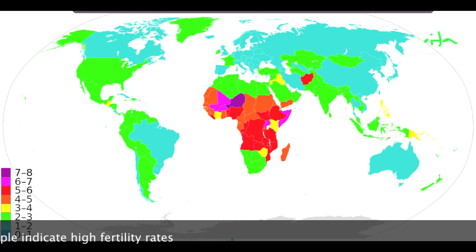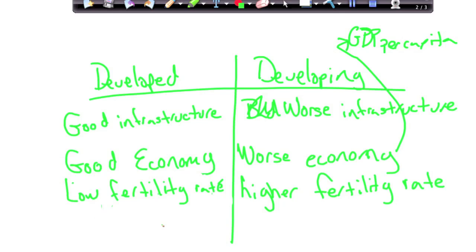America is closer to 2. It's like 1.9, I think. A developing country could be 5, could be 6, much higher, which gives it that wide base that we see.